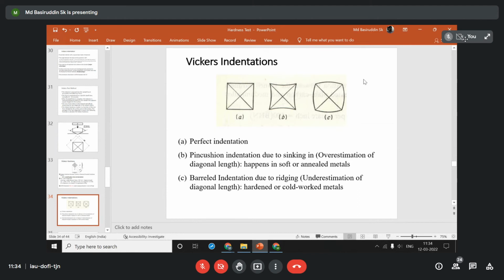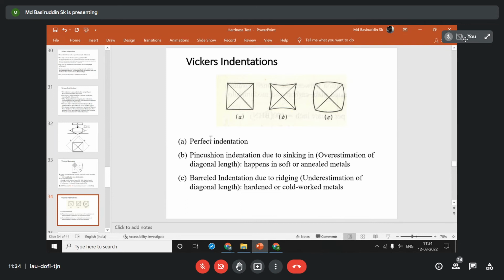But in the case of cold worked material, or deformed material, or very hardened steel, we may get a different scenario. Here, though the elastic recovery will be there, some constraint effect, the ridging phenomenon, will affect the measurement of the diagonal length. The material will flow at the surface, and some bulging will happen at the surface.